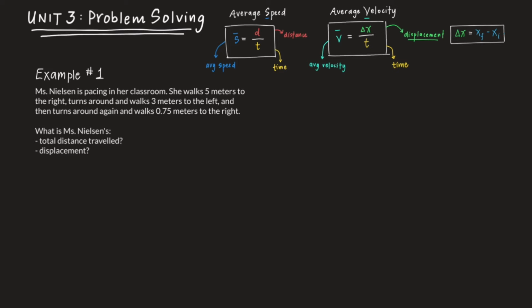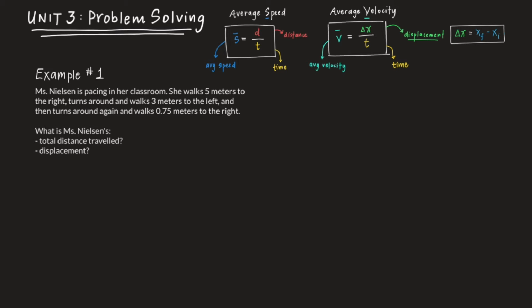All right, here's our example one. Miss Nielsen's pacing in her classroom. She walks 5 meters to the right, turns around and walks 3 meters to the left, and then turns around again and walks 0.5 meters to the right. What is Miss Nielsen's total distance traveled and her displacement? I kind of combined those two.